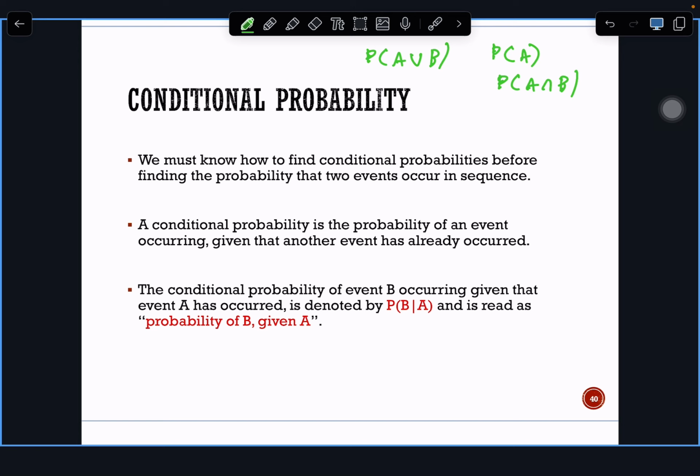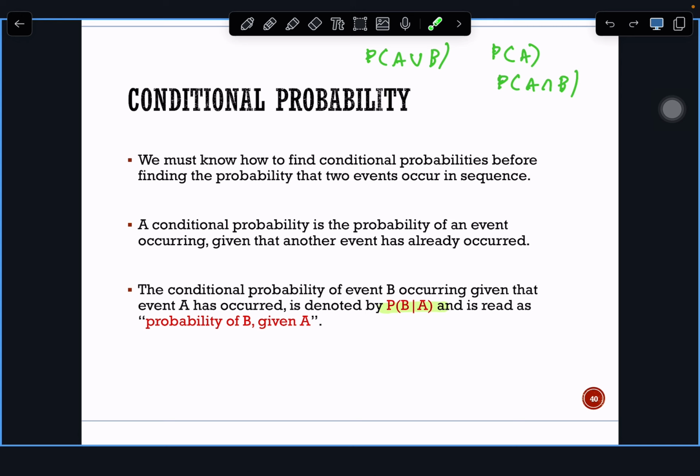Okay? So now, when we have conditional probability, we have a way to write or represent it. If you see this one, P(B|A) down here, this is conditional probability. What does it mean?